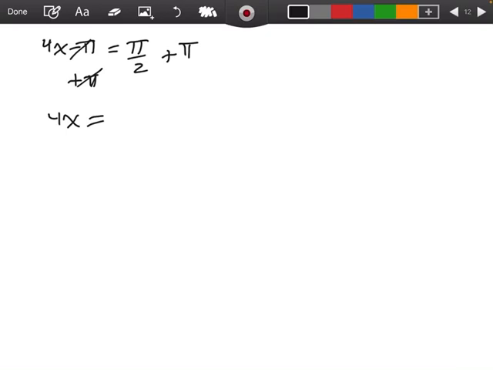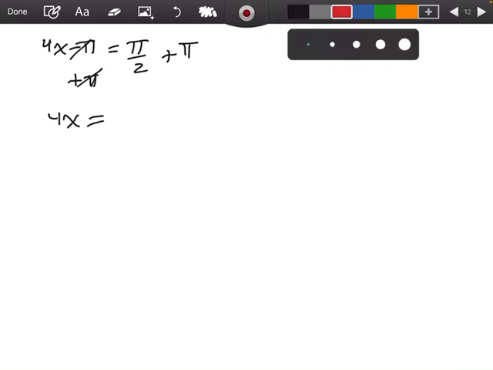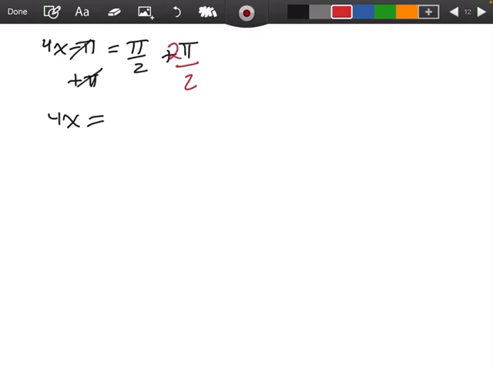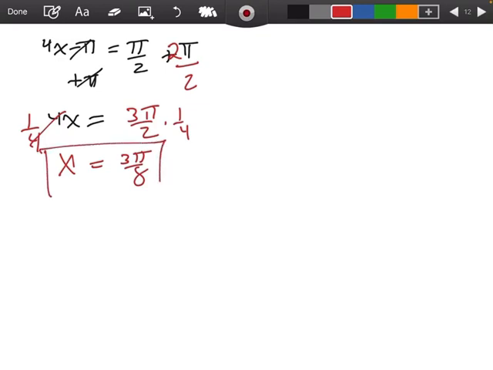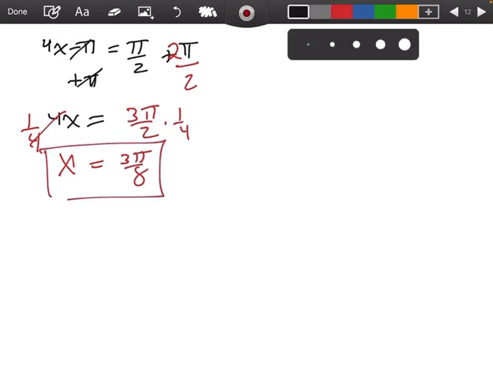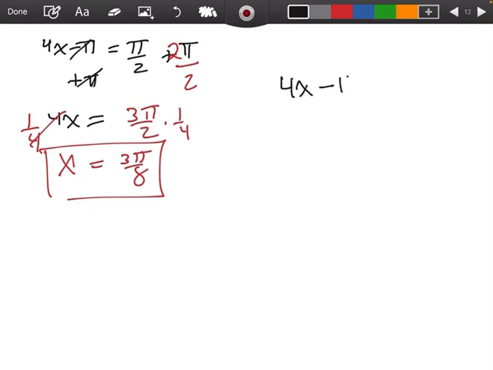Now, I need to get a common denominator. So I'm going to put a 2 here and a 2 here, because that's my common denominator. And so this is going to give me 3 pi over 2. And then I'm going to multiply by my reciprocal, 1/4. And that's going to give me x equals 3 pi over 8. So here is my second value. Now let's do the same thing to find the third point. So we're going to say 4x minus pi equals pi. So we're going to add pi to both sides.